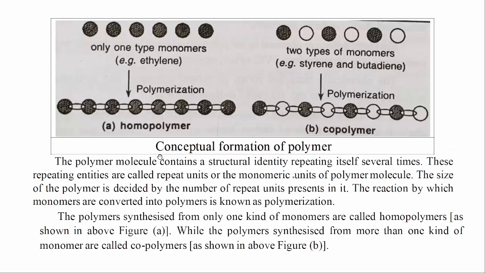The polymer molecule contains a structural identity repeating itself several times. These repeating entities are called repeat units or the monomeric units of polymer molecule. The size of the polymer is decided by the number of repeat units present in it. The reaction by which monomers are converted into polymers is known as polymerization. The polymers synthesized from only one kind of monomers are called homopolymers as shown in above figure, A. While the polymers synthesized from more than one kind of monomer are called copolymers as shown in above figure, B.